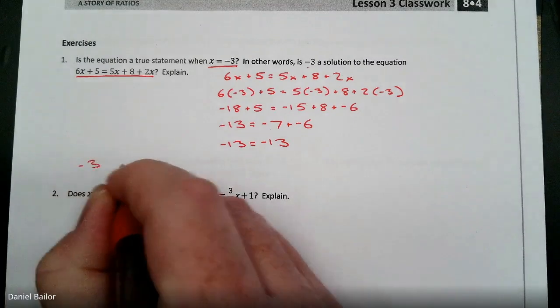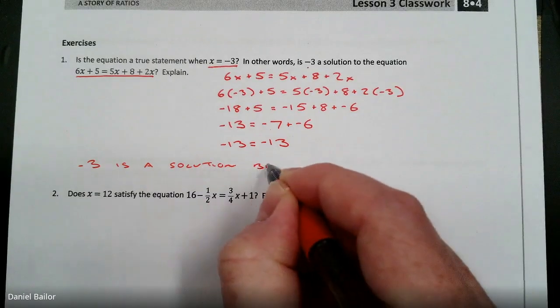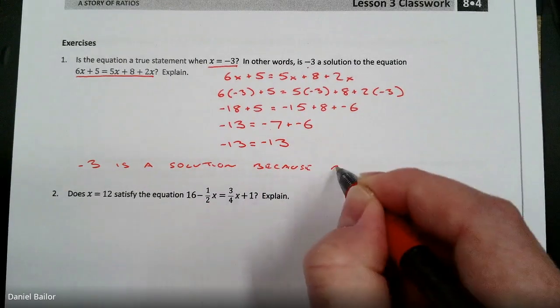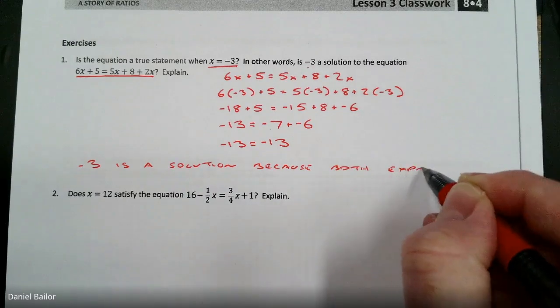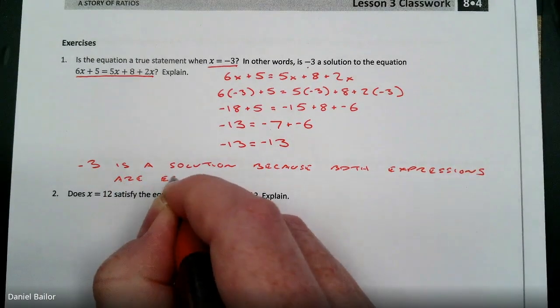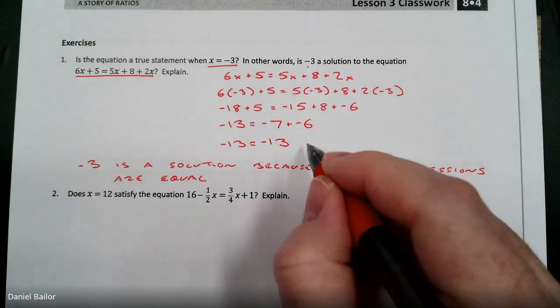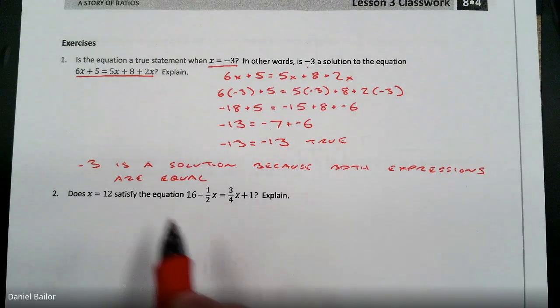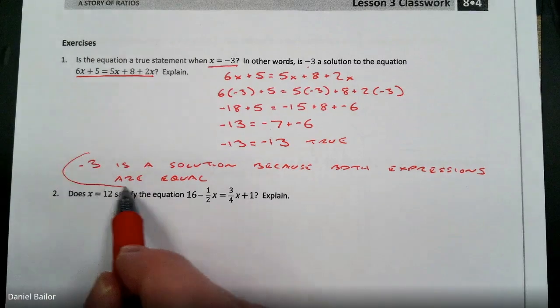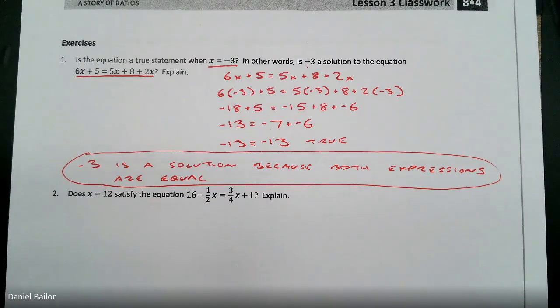So negative 3 is a solution because both expressions are equal. Both expressions are equal. So negative 3 is a solution. I can even write true right here if I want. But this is really my answer. Negative 3 is a solution. Good enough for me. Let's move on to number 2.